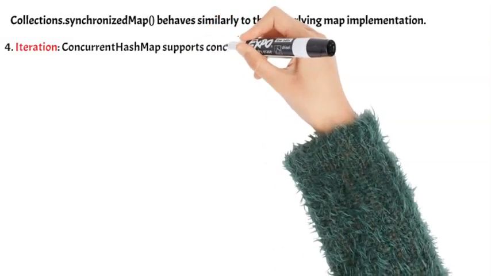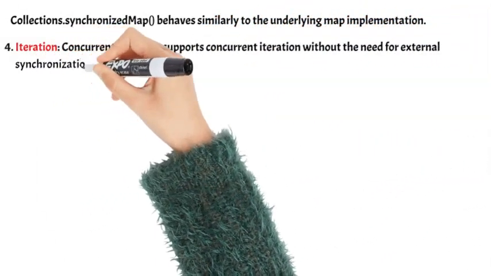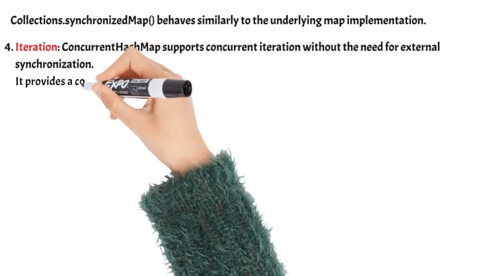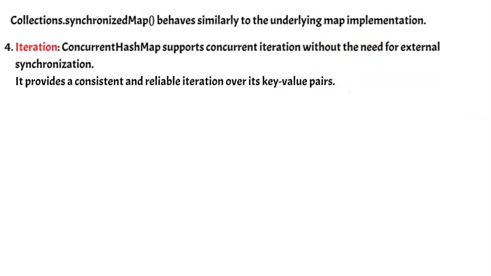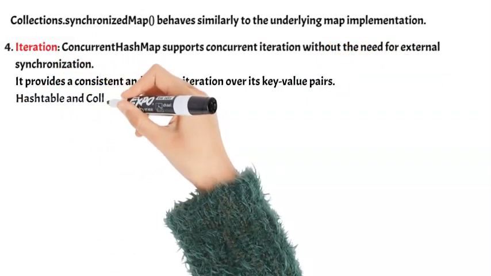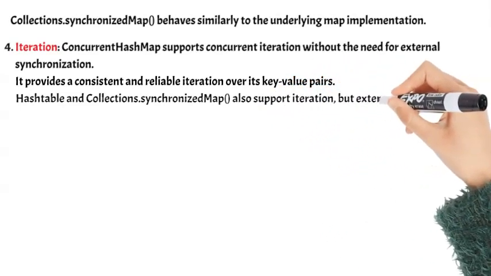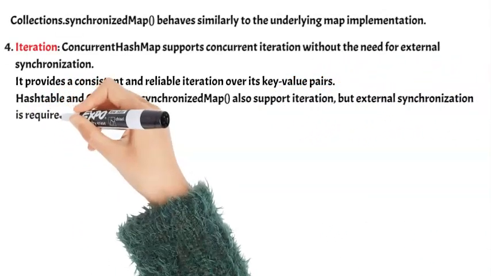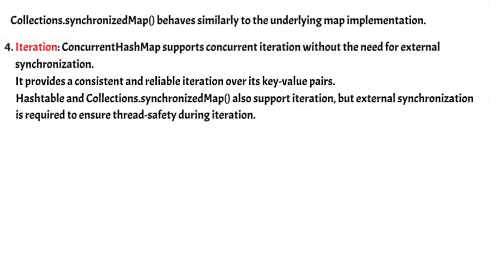4. Iteration. ConcurrentHashMap supports concurrent iteration without the need for external synchronization. It provides a consistent and reliable iteration over its key-value pairs. Hashtable and Collections.synchronizedMap also support iteration, but external synchronization is required to ensure thread safety during iteration.